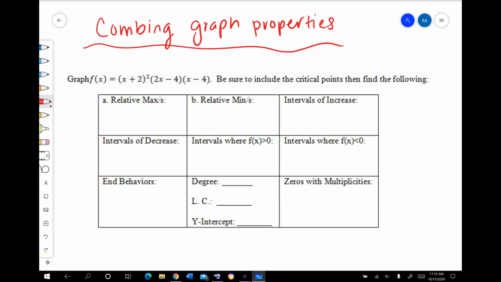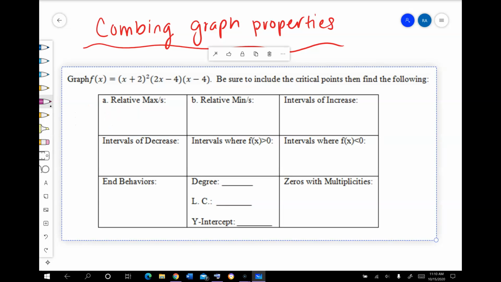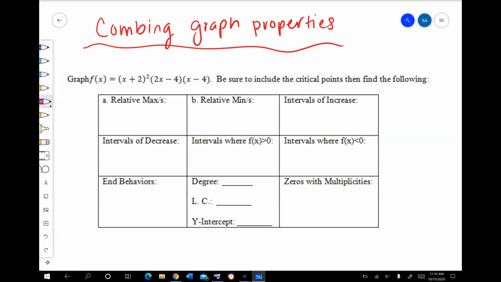Alright guys, so in this section of the review, we're going to be combining everything we've learned about graph properties in one problem, just like you're going to see on your test tomorrow. Okay? So, I give you the equation, and I want you to answer all of these questions. And we've gone over all of these, and in this review, there are little videos that go over each one of these individually if you would like to watch them. This one's going to go over all of them.